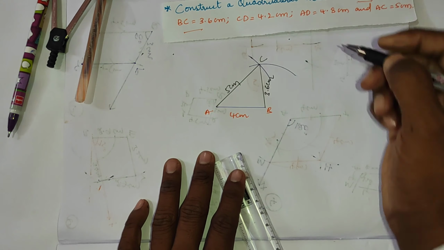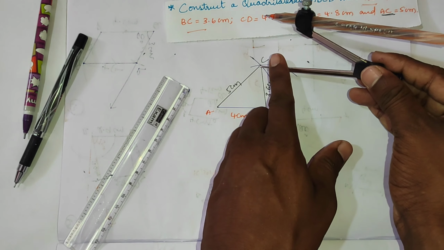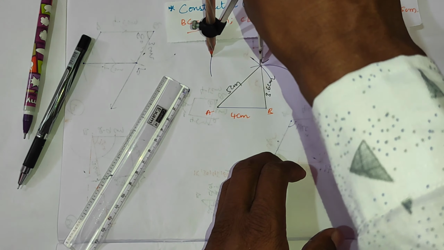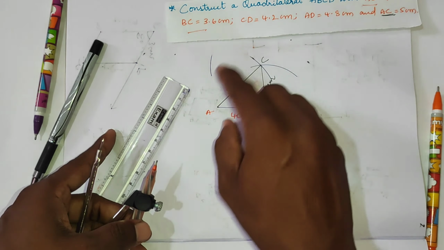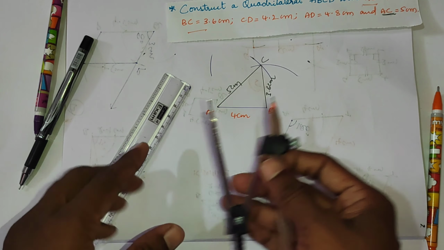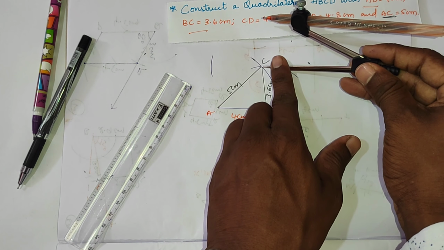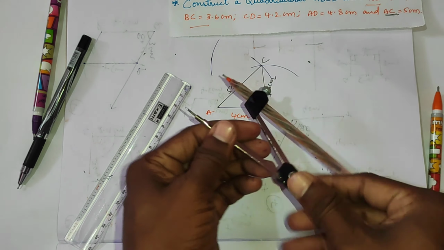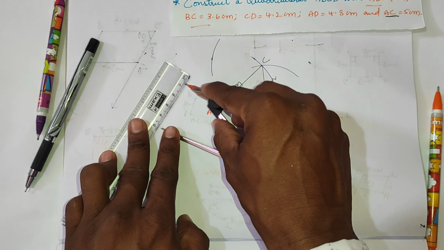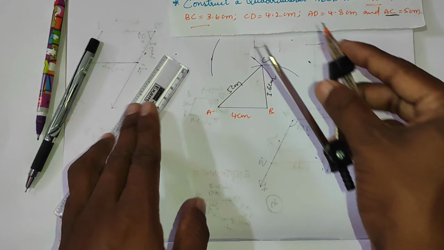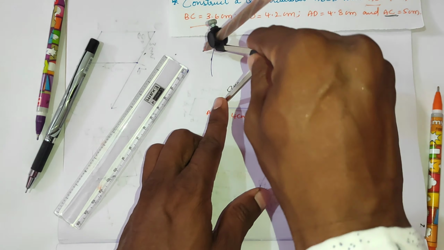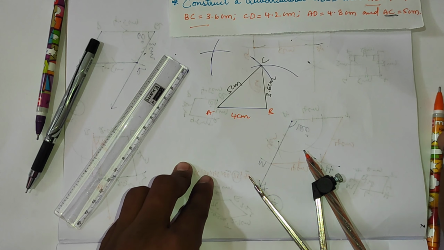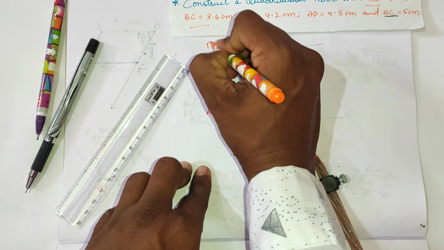Now we have CD and AD. So CD, what is the length here? CD is 4.2 centimeters, measuring 4.2 centimeters radius. Now taking C as a center, drawing an arc here. Now we have to construct the AD length to cut this arc to get the D. AD is given as 4.8 centimeters. Taking A as a center, I am cutting the previous arc to get D. So we got the intersecting point, naming it as D.